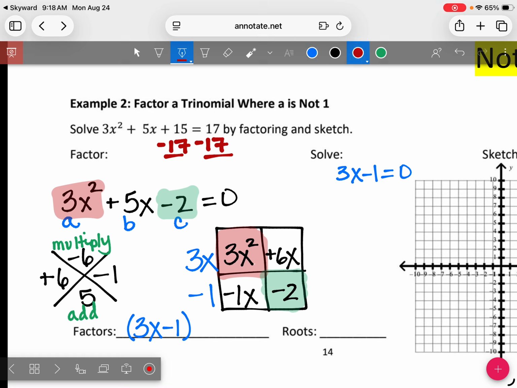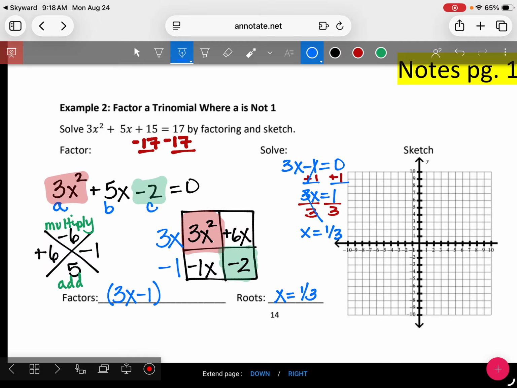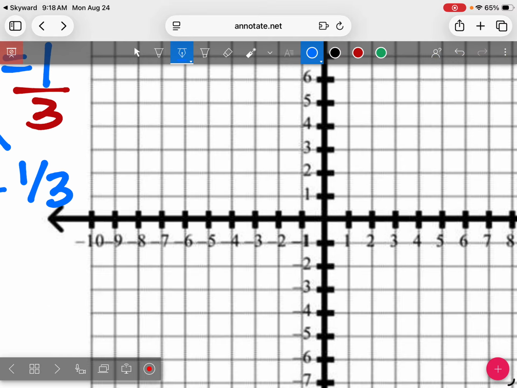So we're adding 1 to both sides. And then we're dividing by 3. So x equals 1/3. That's my first answer. If you were to take 1 and divide it by 3, you're going to get a decimal 0.3. So I'm going to put a point right in between 0 and 1. Go ahead and put your point between 0 and 1.